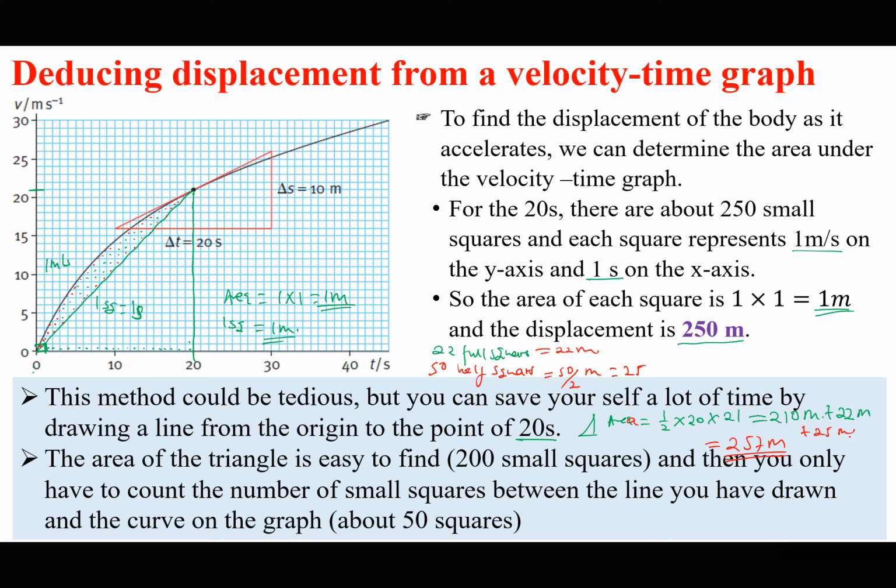That is the only method you can use to find the area if you don't have a regular shape that you are used to find the area of. So the area under the velocity time graph is going to be the displacement.